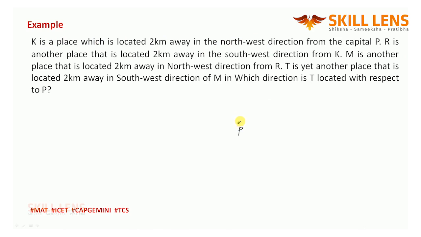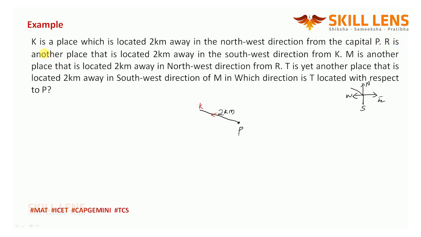For your safety I am writing here. So this is going to be north, west, south and east. If you are moving towards north, if this is capital P, this is going to be the direction. Okay, so how many kilometers? 2 kilometers. So here the point located is K.